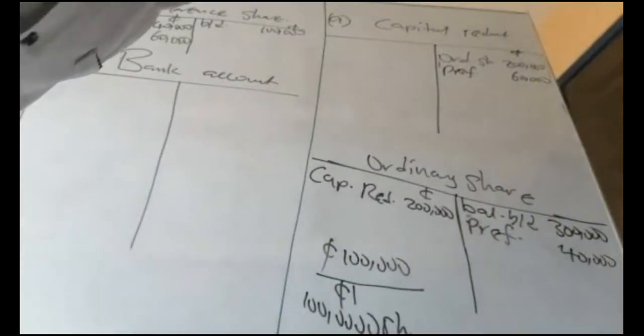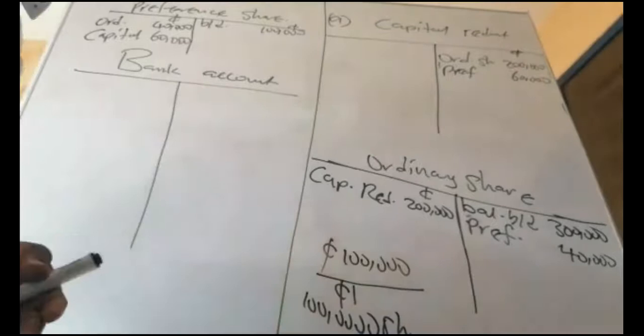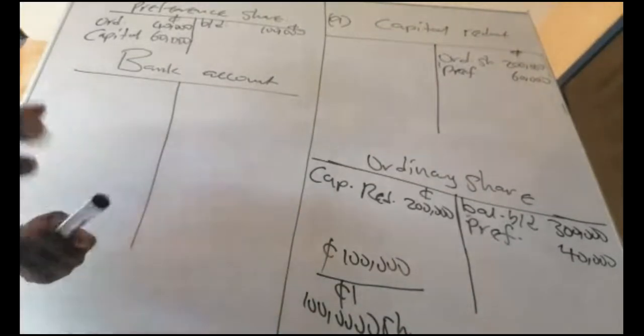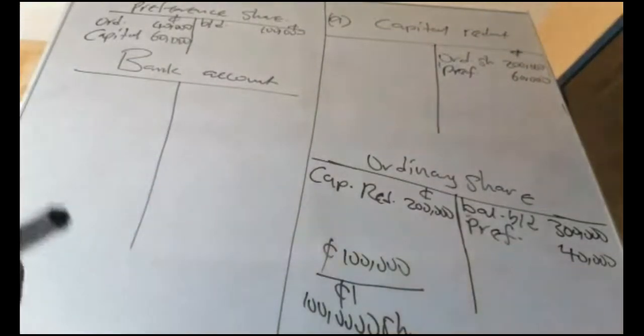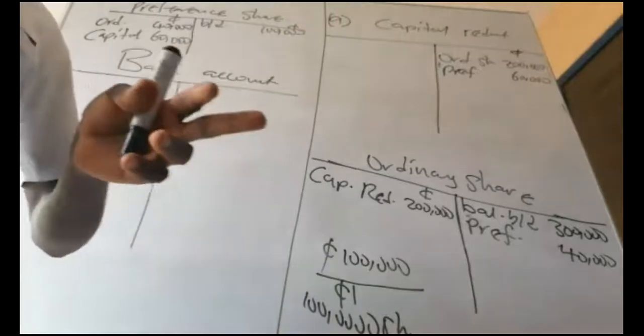This 60,000, I cannot see it well. But once you are hearing the sound, it's a camera. Sorry, I'm not supposed to be here. This laptop is supposed to be here. The camera is supposed to go there. Can I do that now?